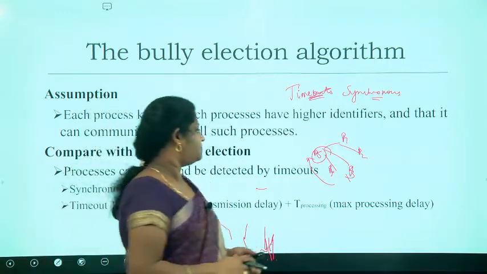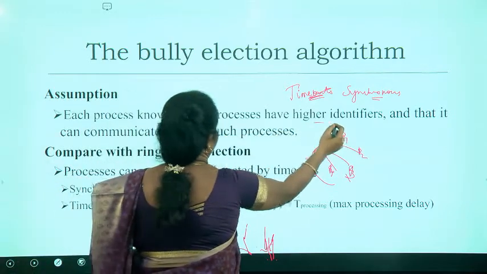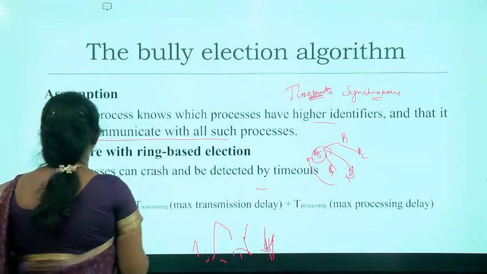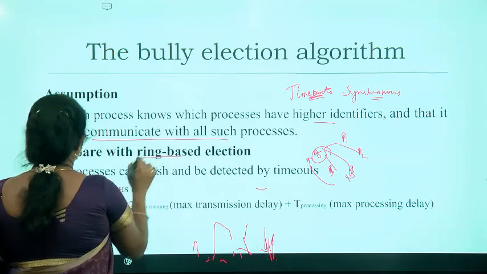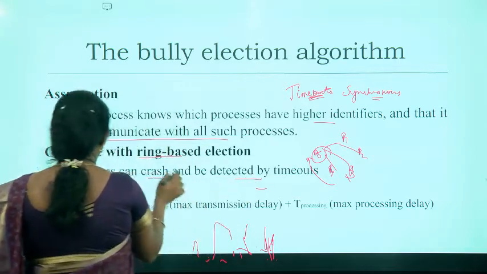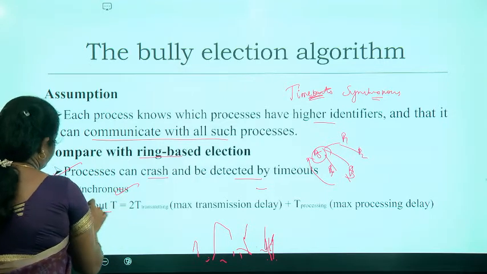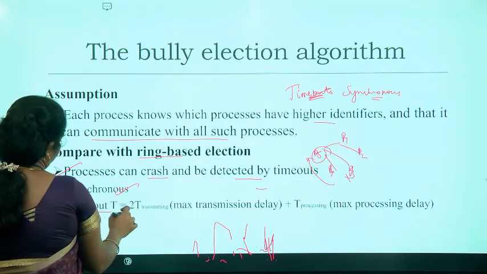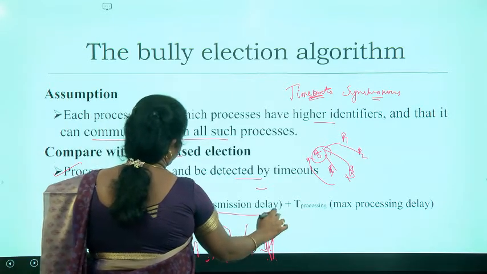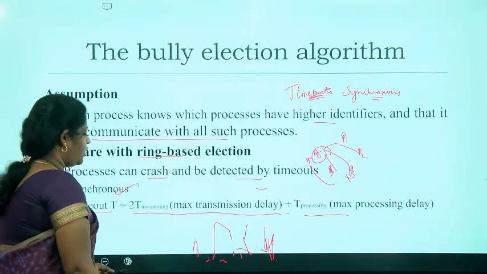Here, the process with the highest identifier communicates with the processes that have higher identifiers. Compared with the ring based algorithm, crashes can be detected by timeouts, and it is a synchronous system. The timeout is calculated with the formula 2 times T transmission, that is the maximum transmission delay, plus the maximum processing delay.